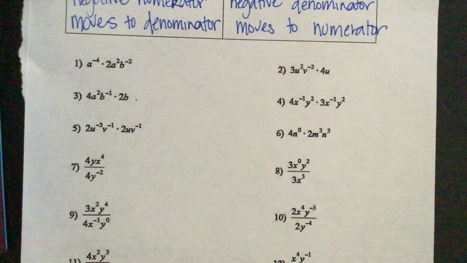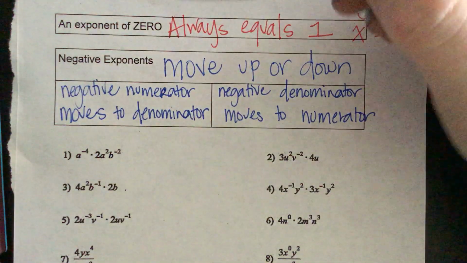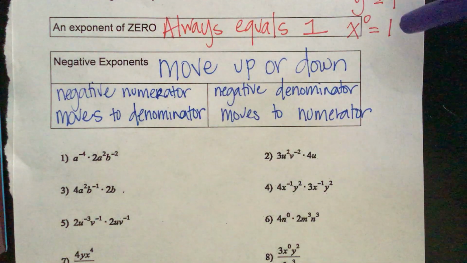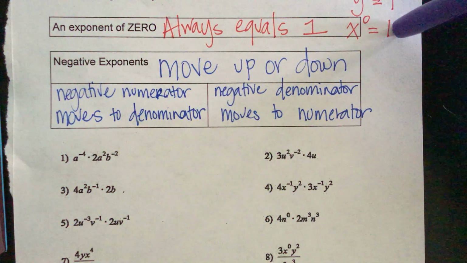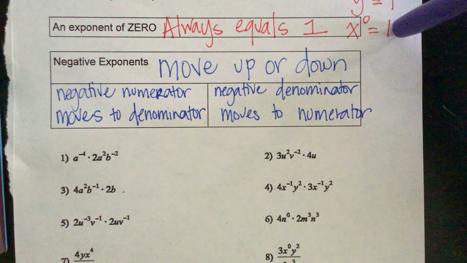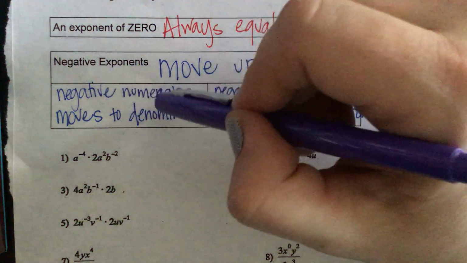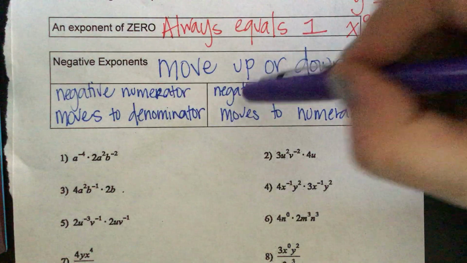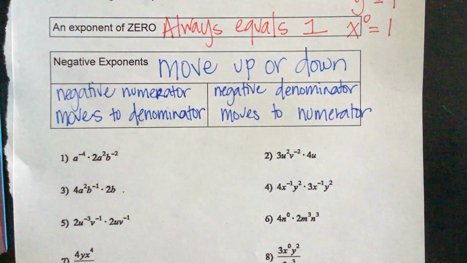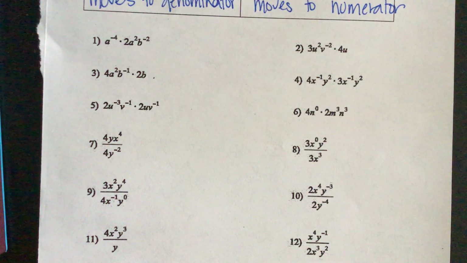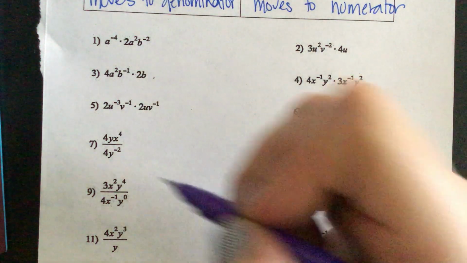Once you've changed it, if you changed your 0 exponent to a 1, it disappears. And you move your negative exponents. If there's a negative on top, it moves to the bottom. If there's a negative on the bottom, it moves to the top. Then you can expand and do everything that we've been doing. So let's do one that has this in it real quick.